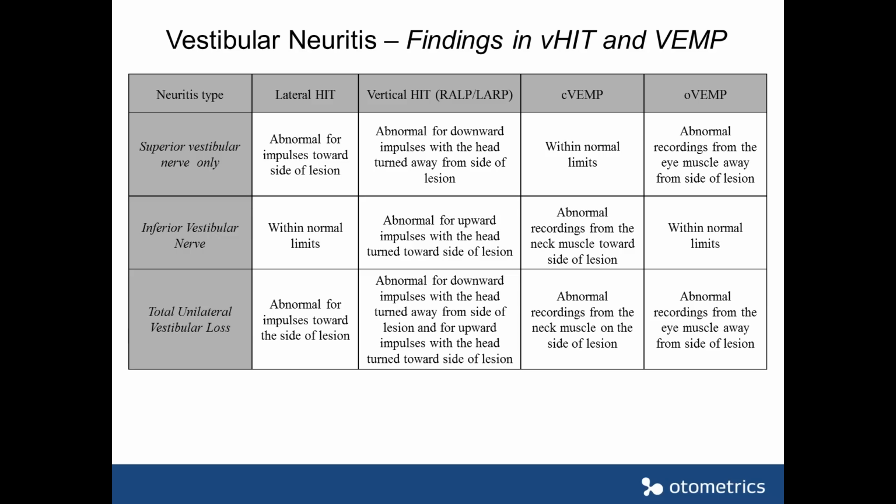In the case of total loss, you'll see abnormal lateral VHIT, you'll see abnormal downward impulses when the head is turned away from the side of the lesion, and abnormal VHIT for upward impulses when the head is turned toward the side of the lesion. CVEMP would be abnormal for the ipsilateral neck muscle, and OVEMP would be abnormal for the contralateral eye muscle.